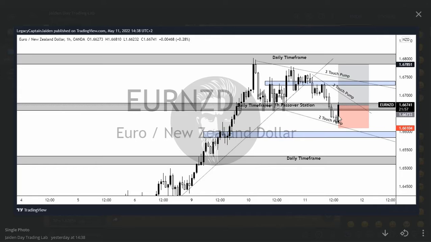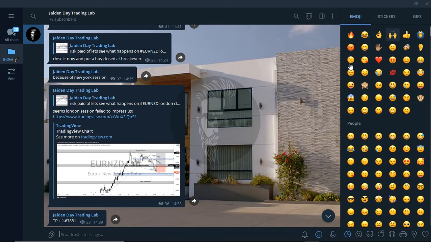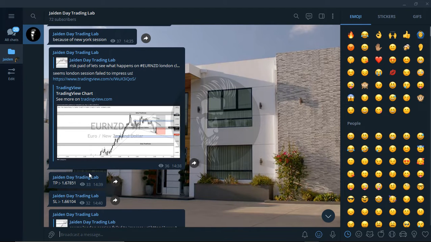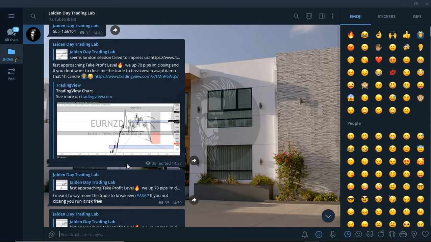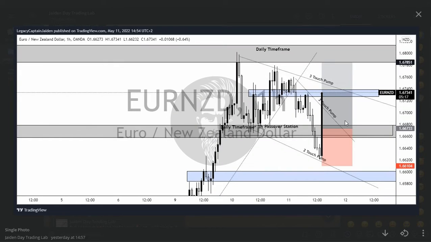I saw this 1 hour bullish candle that just came from nowhere. It was very bullish. Then I saw the small confirmation that I had, the two touch pump, and at the top there were two possible three touch pumps. So I ended up taking the trade somewhere right around here, where I said buy it now, with the take profit and the stop loss. And this is what ended up happening, as you guys will see.